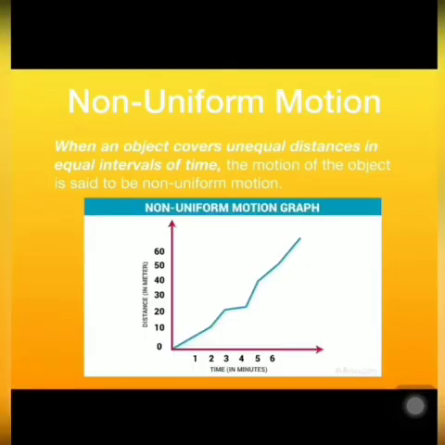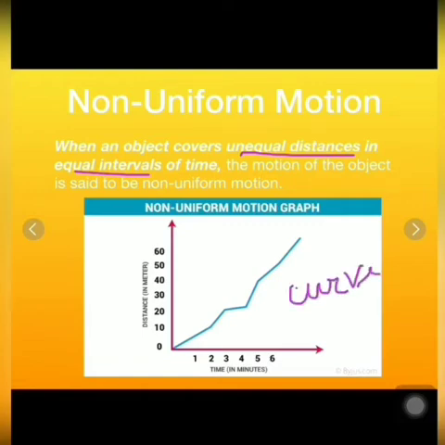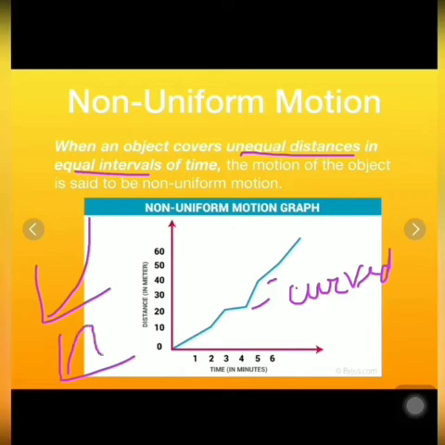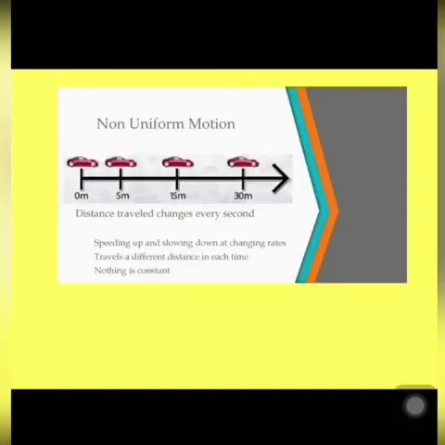Now non-uniform motion. Non-uniform motion is a kind of motion in which an object covers unequal distance in equal intervals of time. Then the motion of that object is said to be in non-uniform motion. The graph of non-uniform motion is not a straight line, it is a curved line. So this graph is also an example of non-uniform motion, and this graph is also a kind of non-uniform motion.